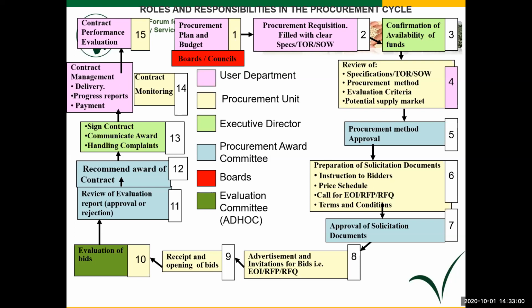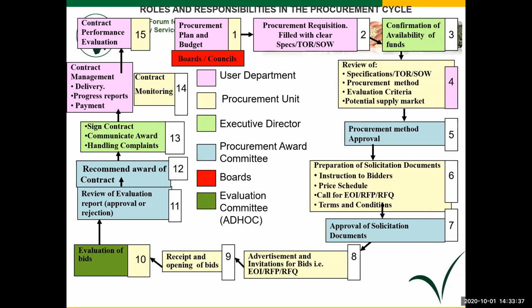Then when we receive the bids, we record them. There is a record of receipt form and a record of opening, where we have those hard copy bids. We put up a record of bid opening, where they are electronic and so on, it's merely printed and registered. Evaluation is conducted. Then reviews of the evaluation report and recommendation of award, signing of the contract by the ED, contract management, and then monitoring, and then contract review.